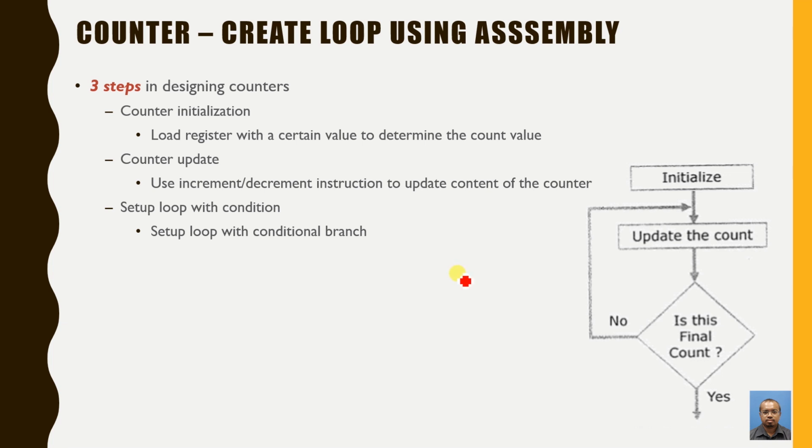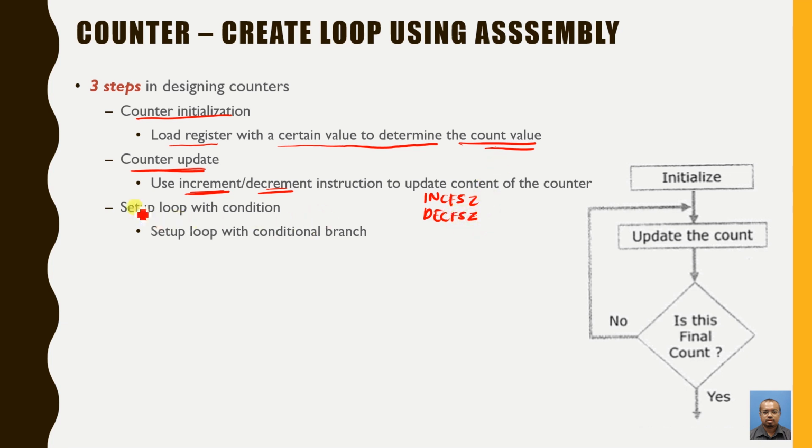Right, there are 3 steps in designing counters. First, you have to initialize the counter: load a register with a certain value to determine the count value. And then counter update, meaning you update the new value of the counter by an increment or decrement instruction. Remember, we have increment f skip if 0, and decrement f skip if 0.